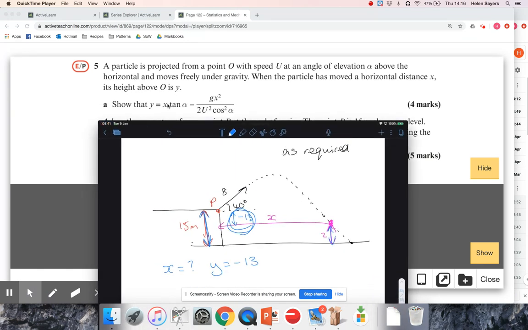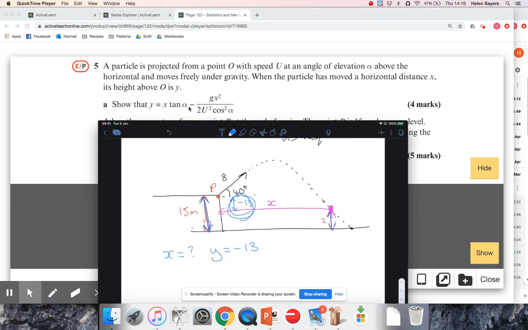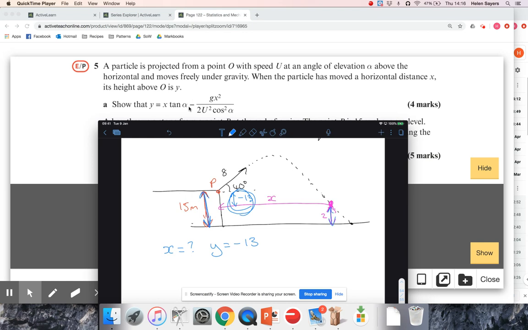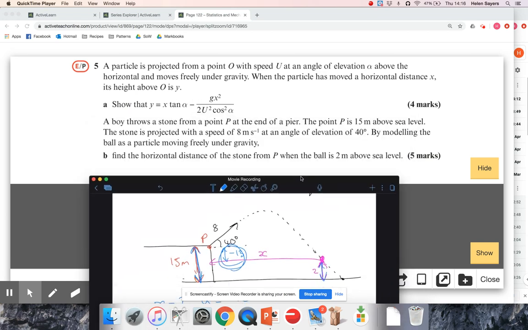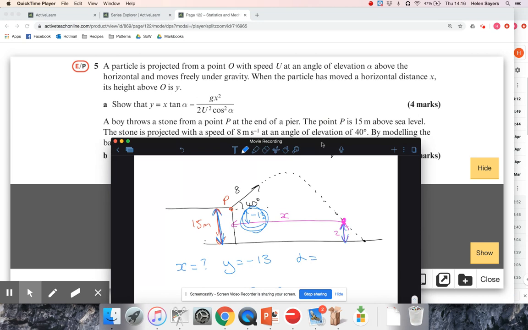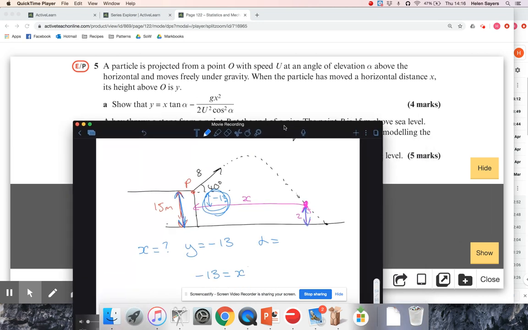So if I go back, I'm just using this equation. As I said, you don't have to start the whole question again. So Y is X tan alpha, minus, and what did they say alpha was? They said alpha was 40 degrees, that's the angle of projection. So Y is X tan 40 minus G X squared, and I know G is 9.8, so I can sub that in. Let's sub all our values in.